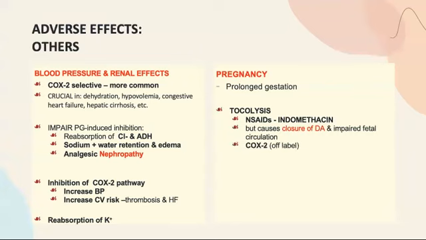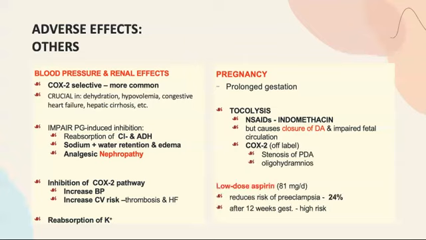COX-2 selective inhibitors have been used also as off-label tocolytic agents. This use has been associated with stenosis of the ductus arteriosus and oligohydramnios. Low-dose aspirin, as low as 81 milligrams per day, reduces the risk of preeclampsia by 24% when used off-label for preventive medication after 12 weeks of gestation in women who are at high risk.